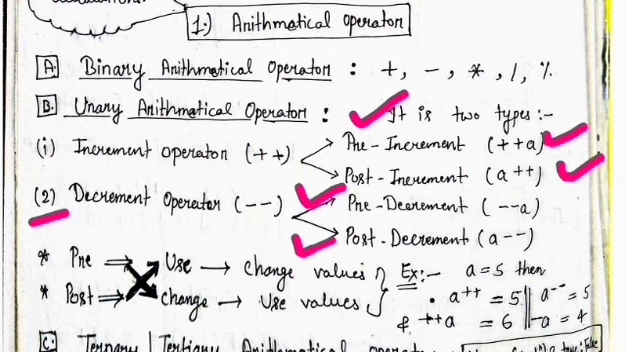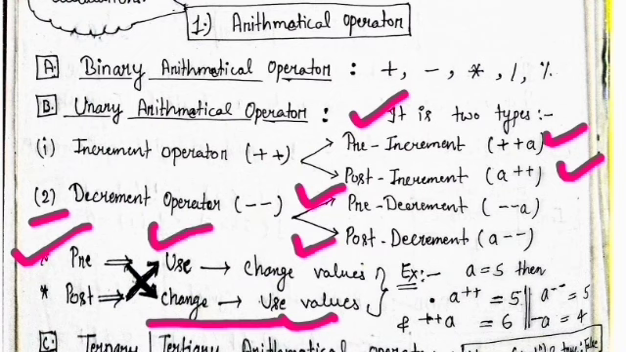First is pre-decrement and second is post-decrement. Now an important point is that in the case of the pre-increment, firstly we change the value of the given variable, then use that value, and in the post increment or decrement operator we can firstly use that value and then change the value.